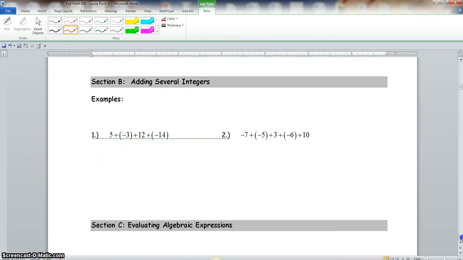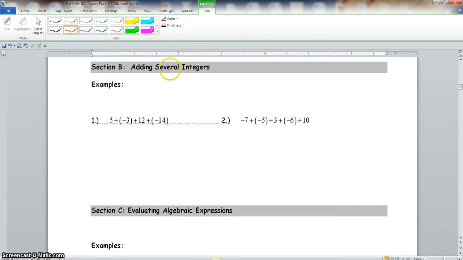Now we scroll down here to section B. It says adding several integers. It says example. We have 5 plus negative 3 plus 12 plus negative 14. Now this all has the same operation, so we know we go from left to right. So let's start this up here.